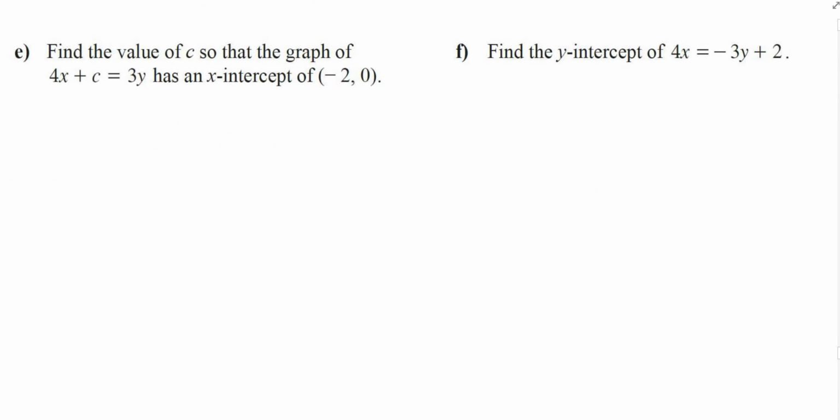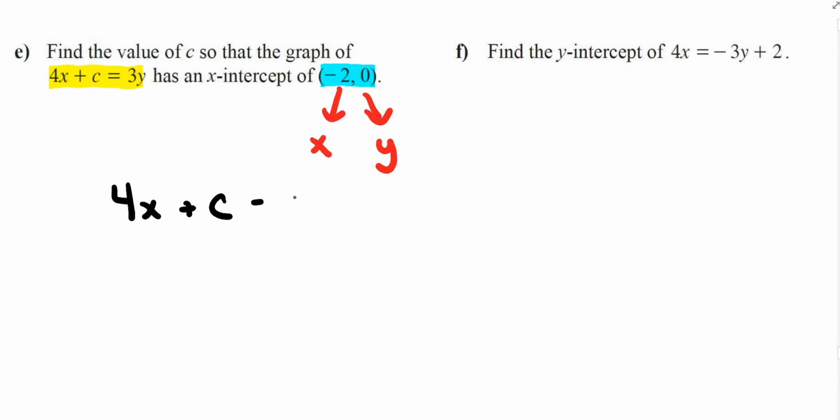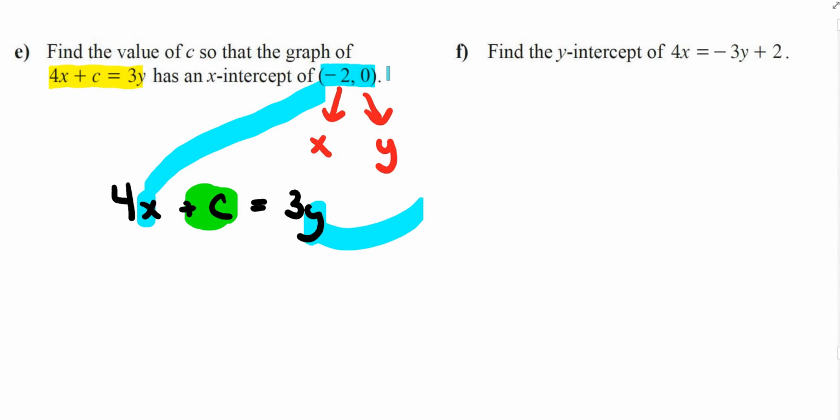All right, let's move on to letter E here. Find the value of c so that the graph of this has an x-intercept of -2, 0. Okay, fair enough. So your x value is -2 and your y value is going to be 0. So all we have to do is, when we're looking at our equation that's given to us, we're solving for c, right? So if I'm solving for c, I need to get that by itself. But I know x would equal -2 and y would equal 0.